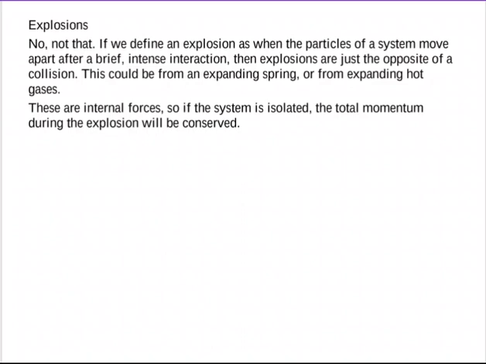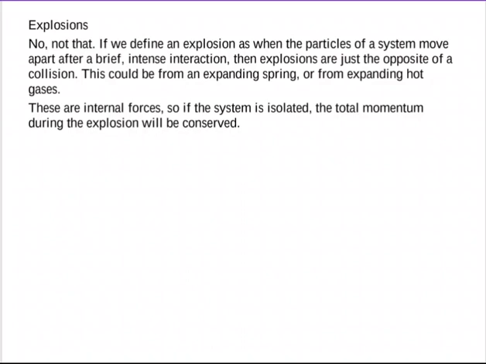Like a grenade. The ice skating, that was an explosion. That wasn't very intense, but that's the idea. A grenade, okay, sure. It's an explosion. This could be from an expanding spring, though. If it was an intense expansion on the spring, that would be an explosion. An expanding hot gas would be an explosion. So these are internal forces.